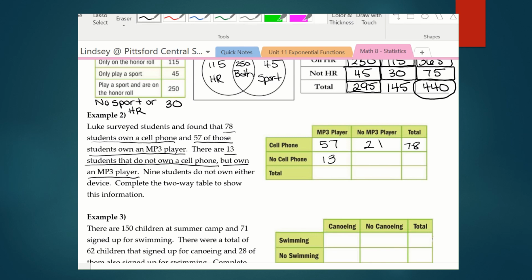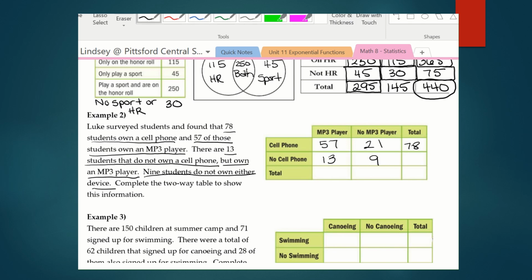Nine students do not own either device. So 9 don't own either. No cell phone, no MP3 player. That is this box right here. I'm going to put a 9 right there. Now we're going to complete the two-way table given our information. We kind of already started to do that with the cell phone row above, and we're just going to keep going from here.